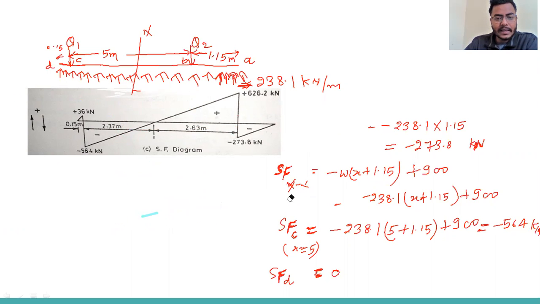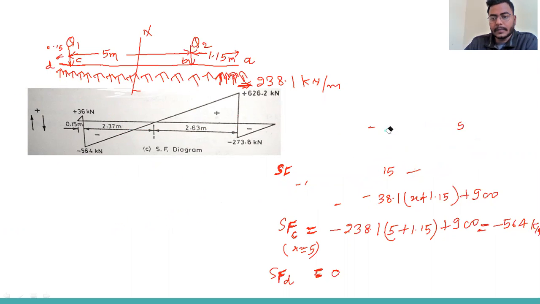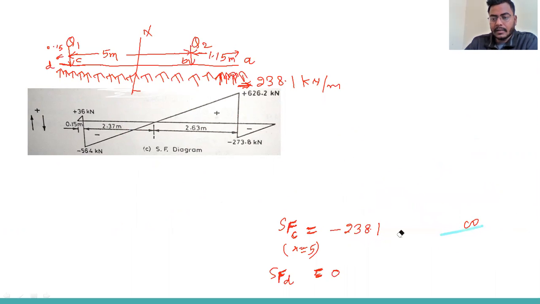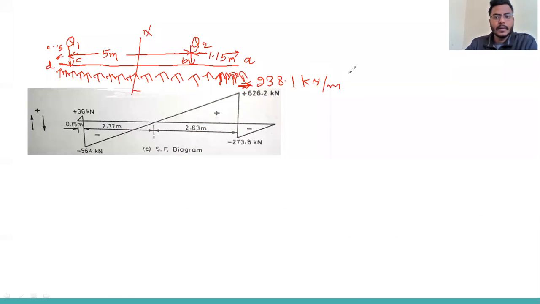So the same UDL will act here, 238.1. Okay, and the length and load are given. So that is Q1 and Q2 load, that is 600 kilonewton and 900 kilonewton. So we can go to draw. There is also a sign convention we can take. I already have a figure, and I will tell you what value we can get.